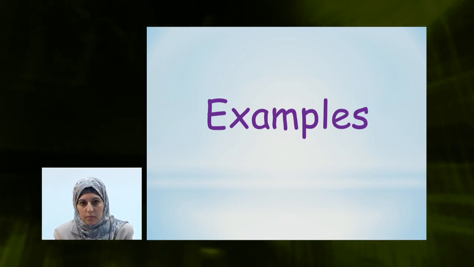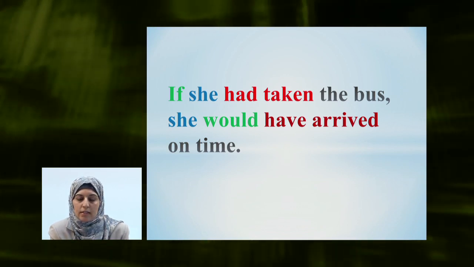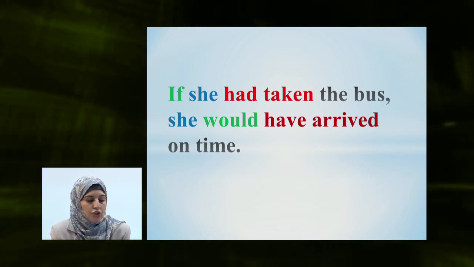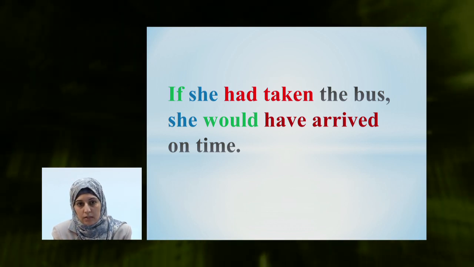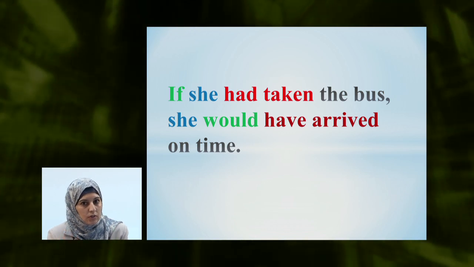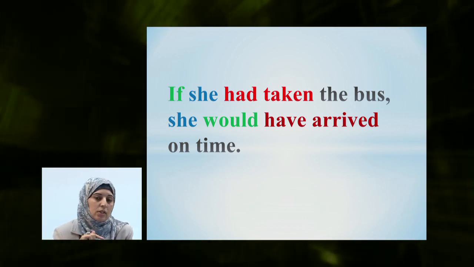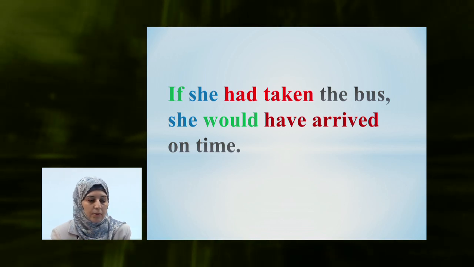Let's have some more examples about conditional type 3. If she had taken the bus, she would have arrived on time. The reality is again opposite of all this. She didn't arrive early because the condition, which is taking the bus, did not happen.